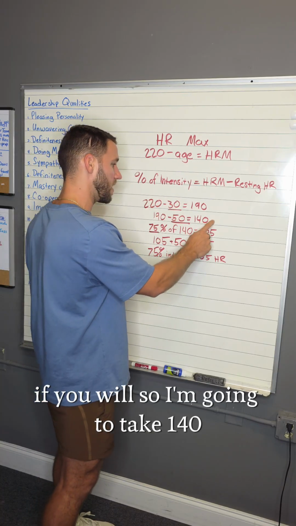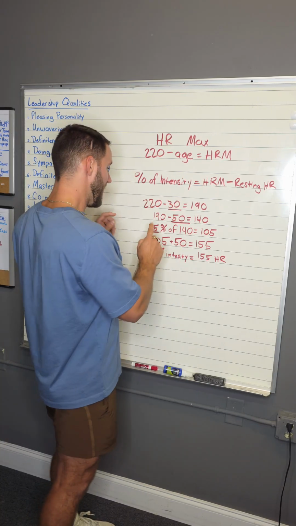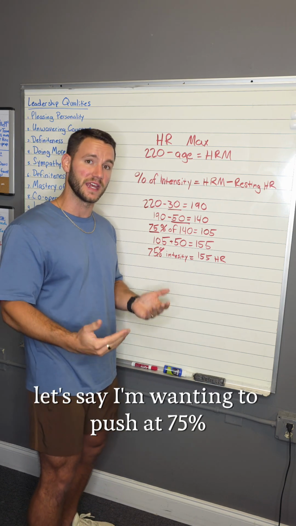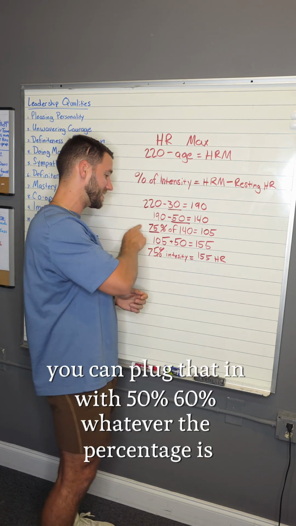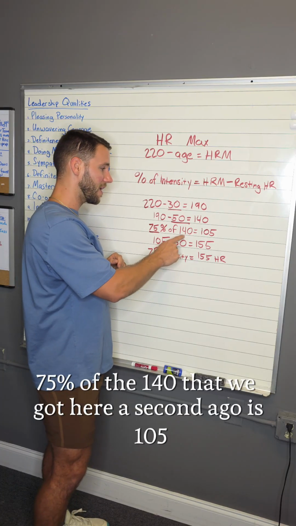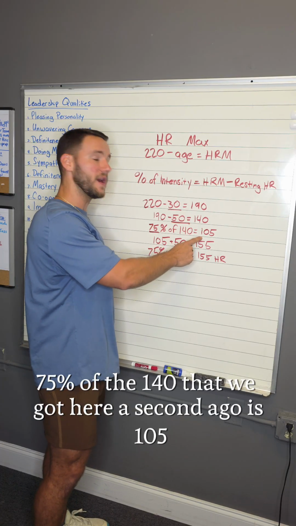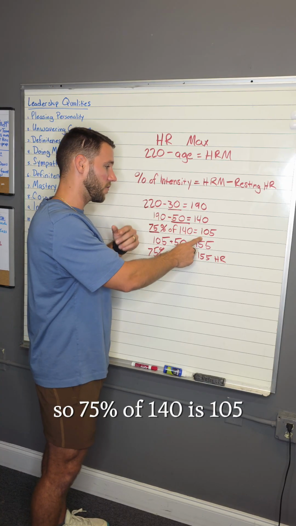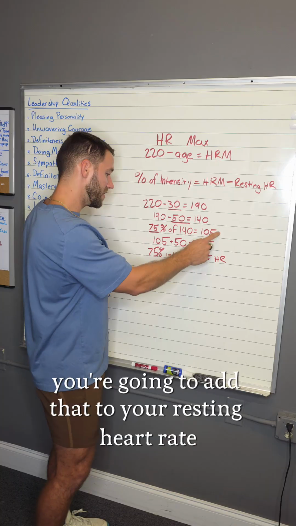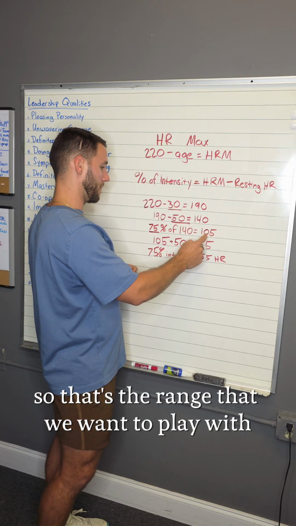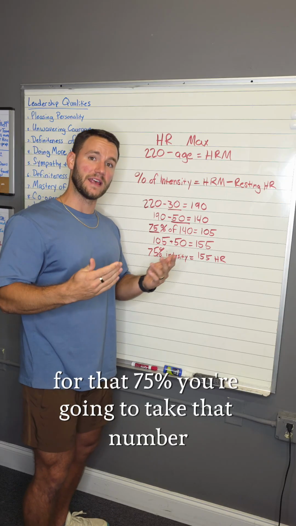So I'm going to take 140. If I want to get a percentage of that, let's say I'm wanting to push at 75%. You can plug that in with 50%, 60%, whatever the percentage is. 75% of the 140 that we got a second ago is 105. Okay, so 75% of 140 is 105. You're going to add that to your resting heart rate. So that's the range that we want to play with for that 75%.